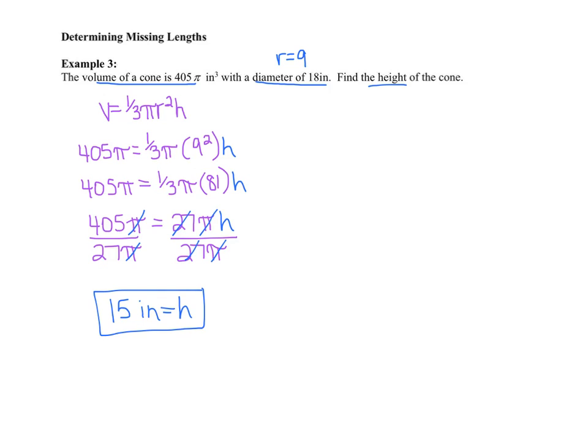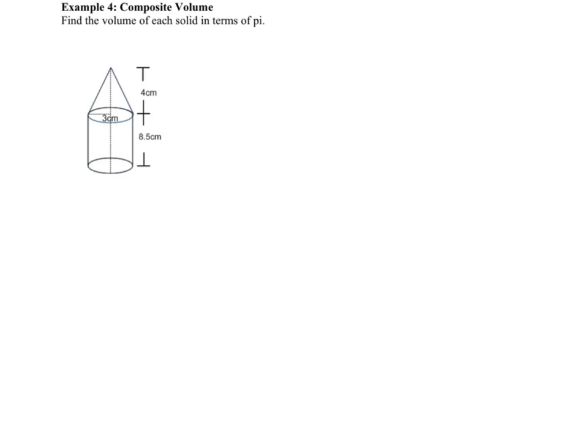Let's do one more example together. So let's look at example 4. Let's find the volume of each solid in terms of pi. So here's our 3D shape. And what do we notice here? We notice it's made up of two shapes. Our first shape is a cone, and our second shape on the bottom is a cylinder. So we have a cone and a cylinder, and we want to find the total volume. So to find the total volume, we're going to add the two volumes together.